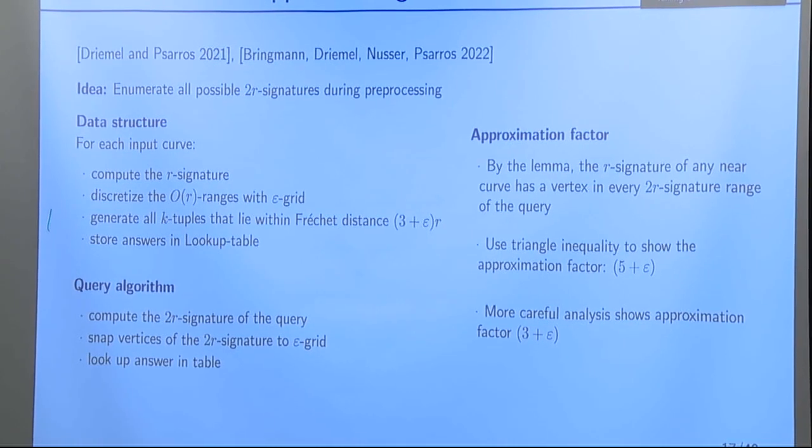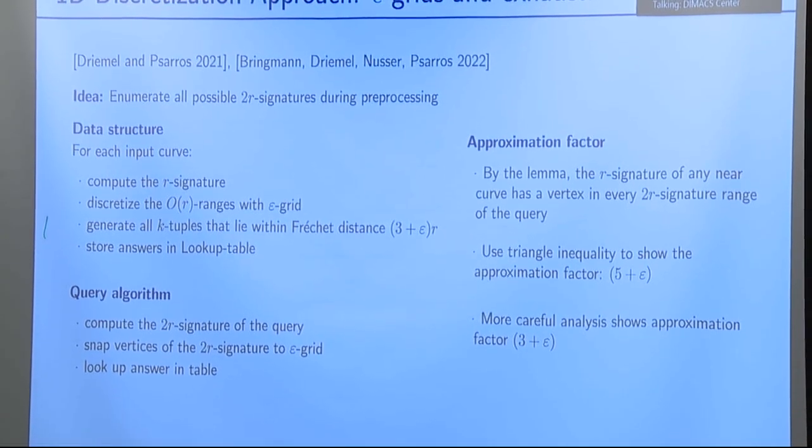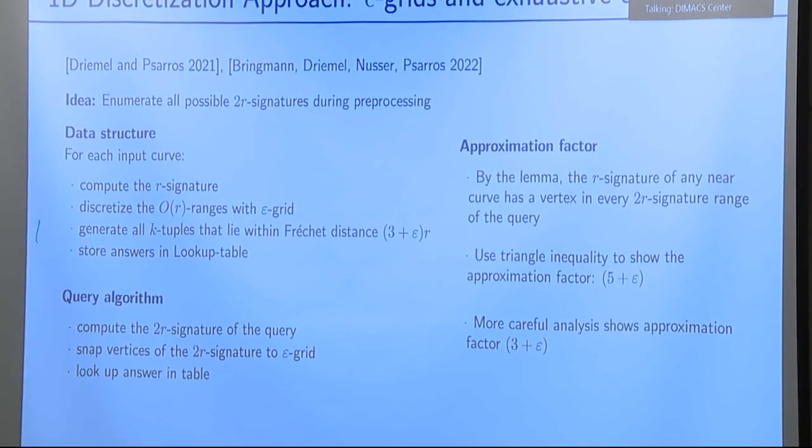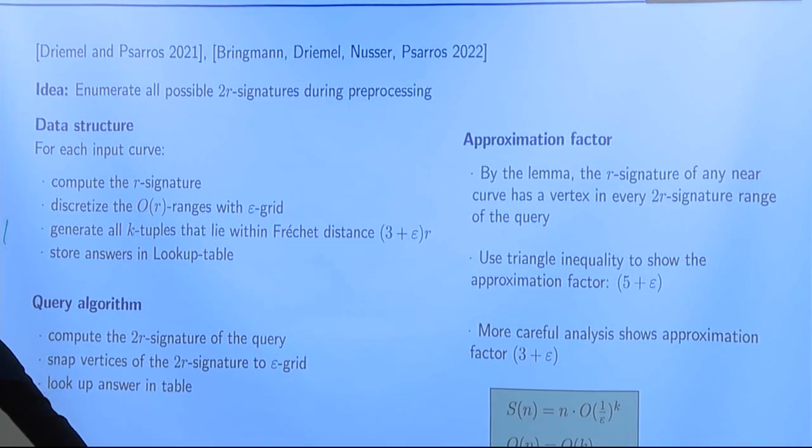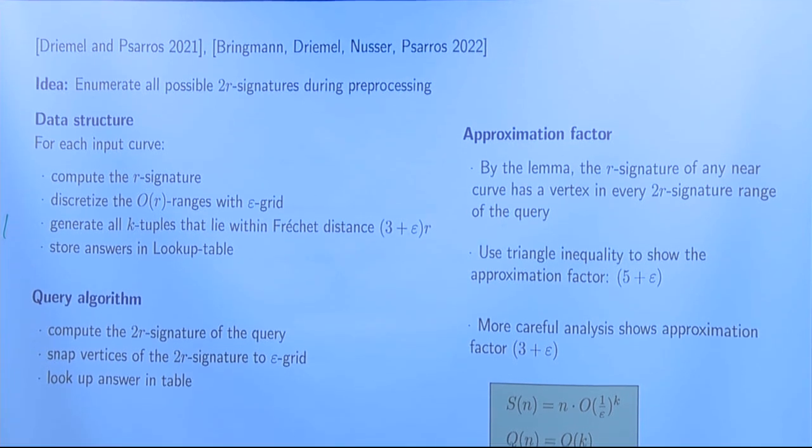If you do a more careful analysis, you can show that this approach gives you an approximation factor of 3 plus epsilon. And we get the same bounds in the discrete case.